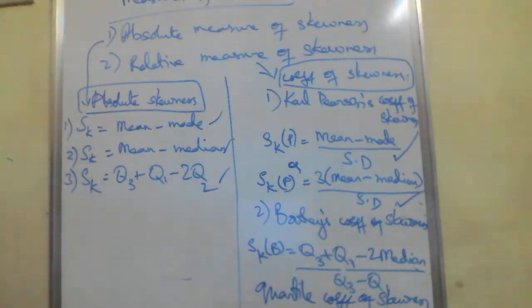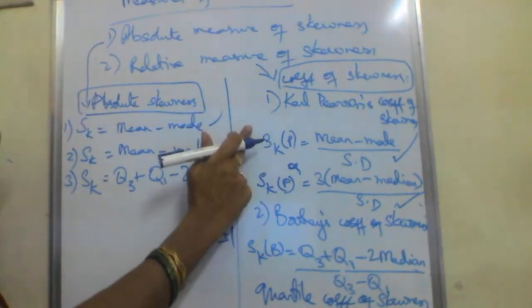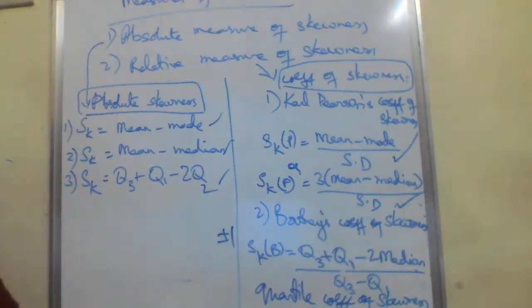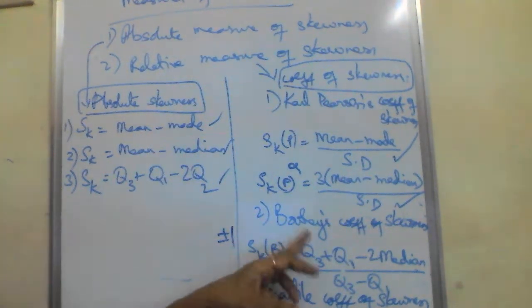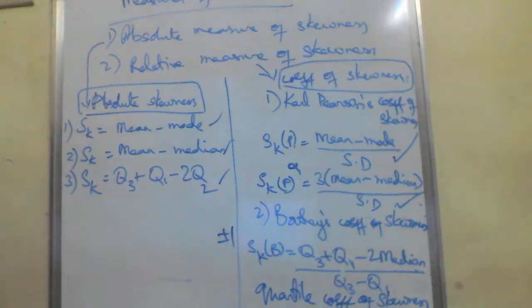The value of these coefficients, either Karl Pearson or Bowley coefficient of skewness, always lies between plus or minus 1. If they ask you a question, the limits of Bowley coefficient should be between plus or minus 1. You have a proof for this; I'll send you the proof. Next, moving to the next topic, kurtosis. With this kurtosis, we'll complete this particular unit.